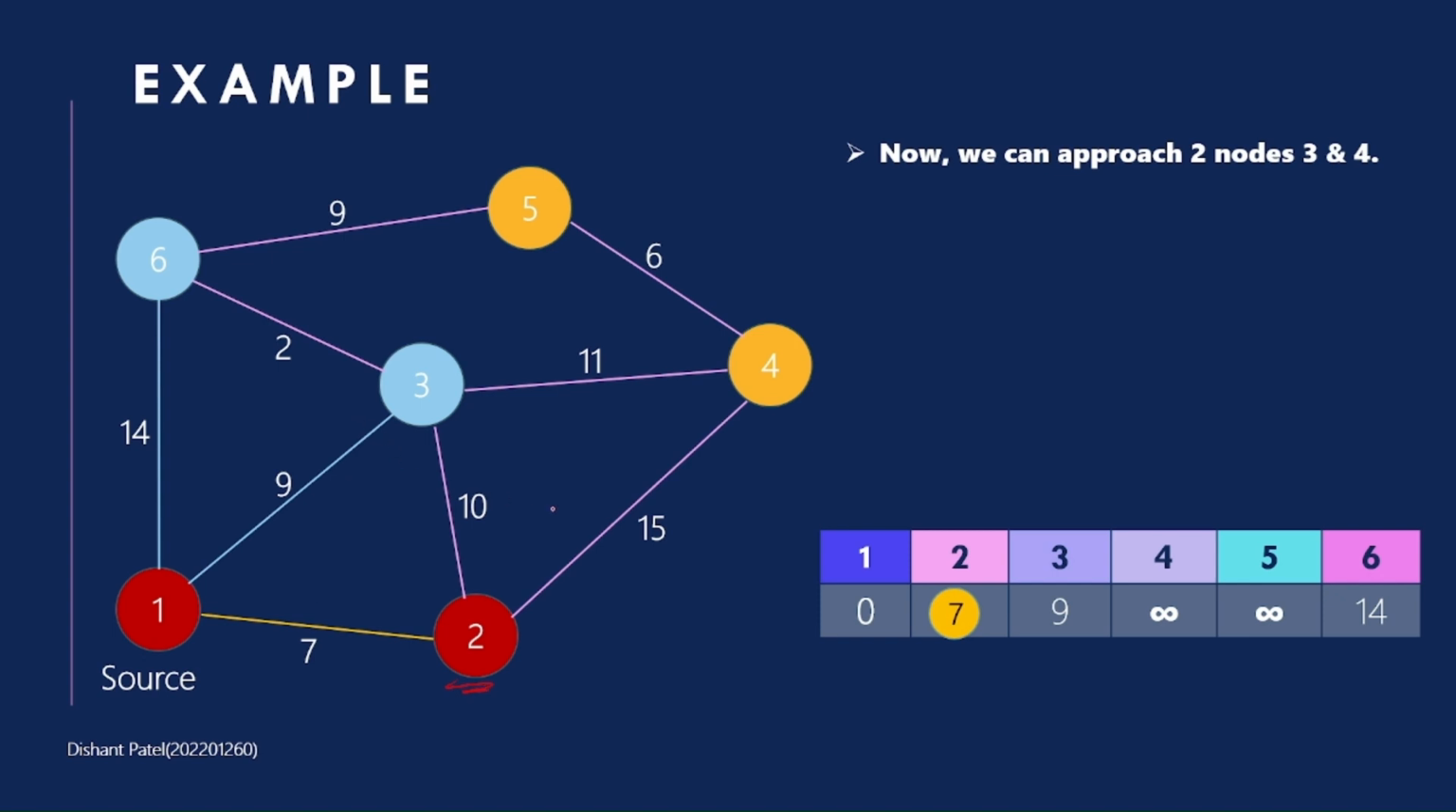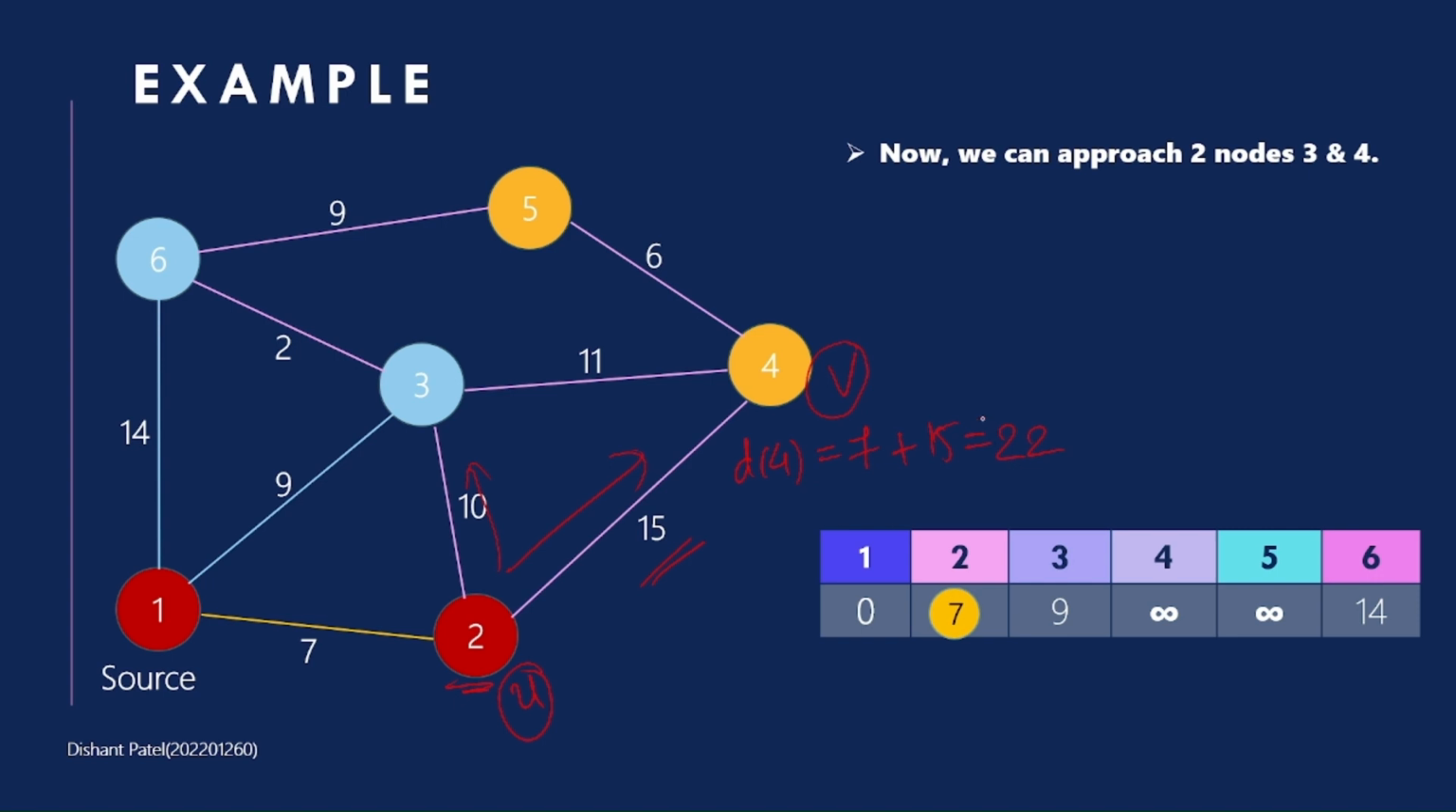Now we can go to the third node or fourth node from this second node, and we will find the distance of the fourth node. Now second node will become u and fourth node will become v. Now distance of the fourth node is distance of u, that is 7, and the cost of 2 to 4 is 15.